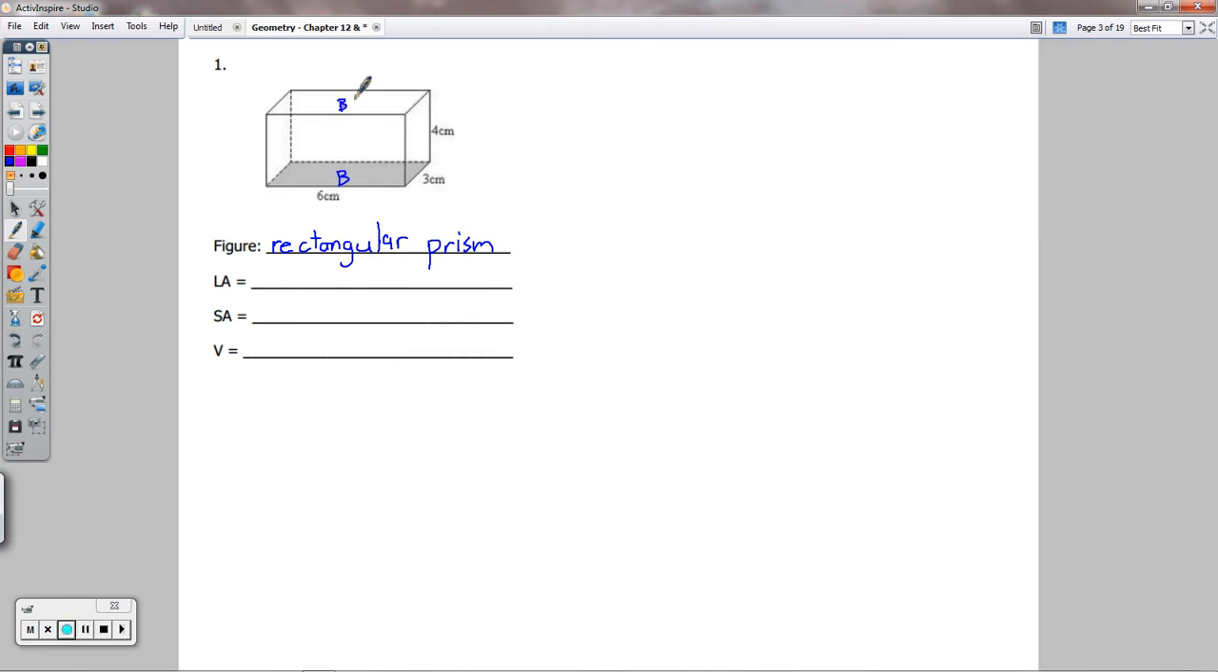From there, lateral area is going to be everything but the bases. So you're not going to include the base here, and the parallel base up there. The lateral area for a prism is just the perimeter times the height, where the perimeter is that of the base. If this is the base, you're going to have 6 plus 3 plus 6 plus 3. That's your perimeter. Your height would connect the two bases, so that would be the 4 right there. So this is going to be 18 times 4, and that is 72.